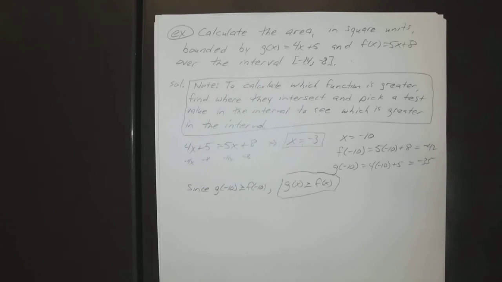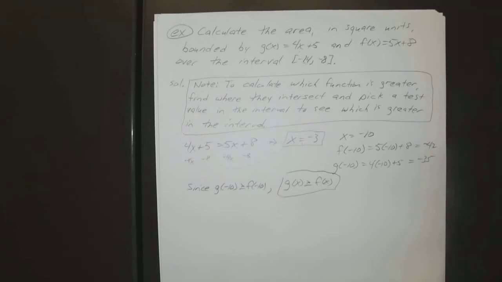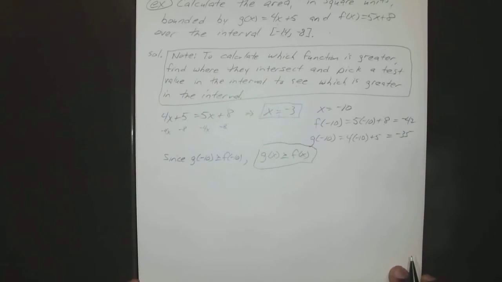the g of x will go first. You won't have any questions where, when you find where they intersect, will be within the interval?